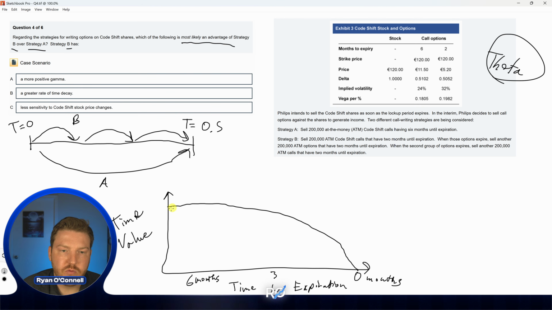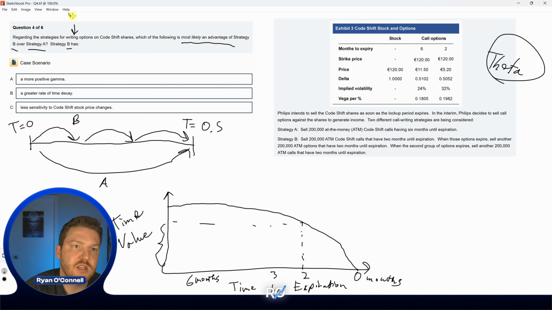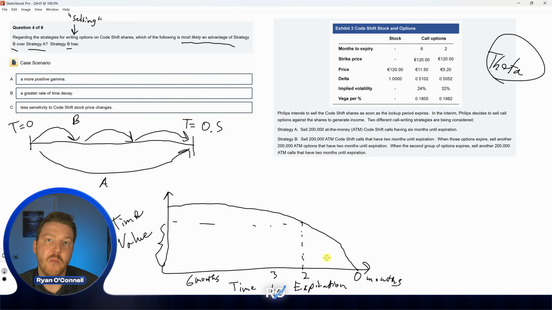So if we just do strategy A where we buy this, we're going to have basically the slowest rate of fall off. Whereas if we come in here right at around the 2 month mark and we just keep buying right here, we're going to see that this time value is going to be falling a huge chunk 3 separate times. And so when you're the one who's writing calls, and writing really means the same thing as selling calls, that means that you're actually going to benefit from the time decay.